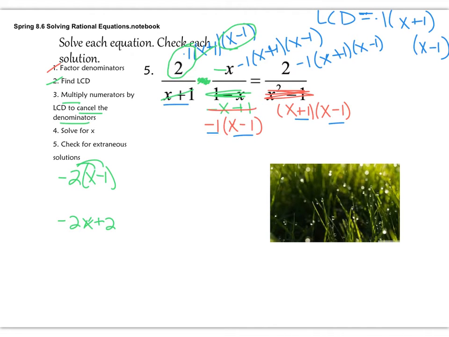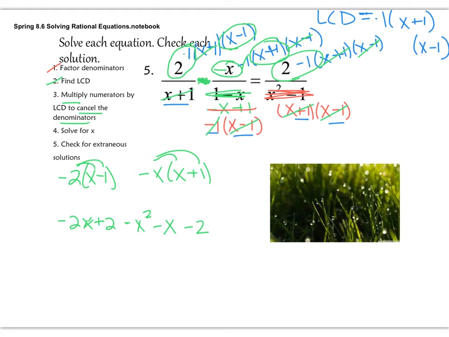Okay? And then next we have, let's see, the negative 1's cancel. x minus 1 cancels. And I have negative x and x plus 1. I would distribute and get negative x squared minus x. And then the last part, the x plus 1 cancels, the x minus 1, and I just have 2 times negative 1, so that's negative 2.